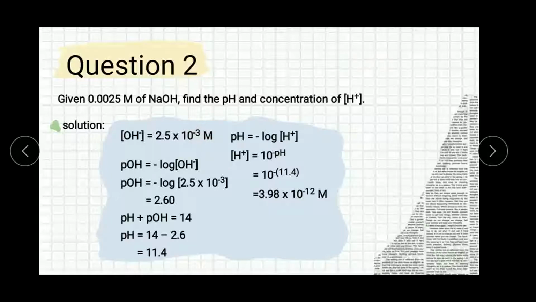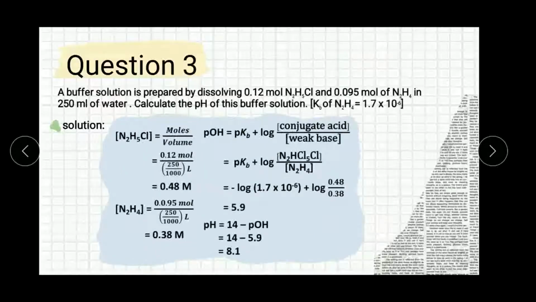By using the equation pOH equal to negative log OH minus, we can get the pOH 2.6. Then we can find the pH, which is 14 minus 2.6, and we get 11.4. Like question 1, we can rearrange the equation pH equal to negative log concentration of H plus, and we can get the concentration of H plus. Just plug into the equation and we get the concentration of H plus 3.98 times 10 to the power negative 12 molar.